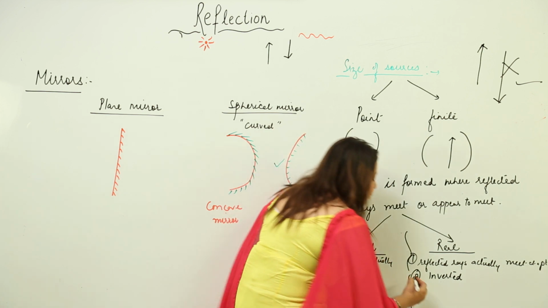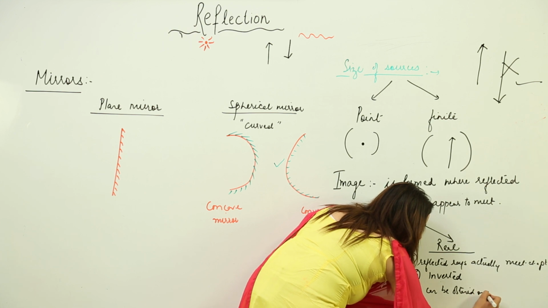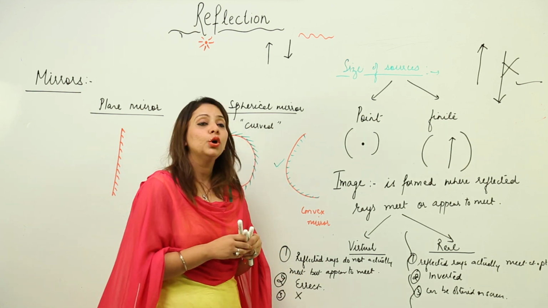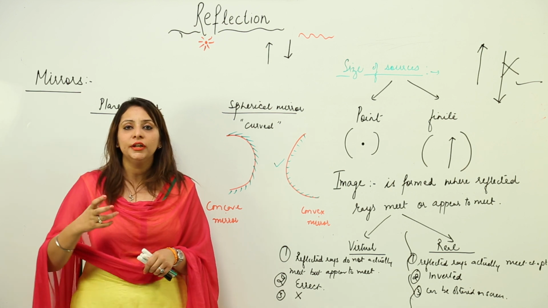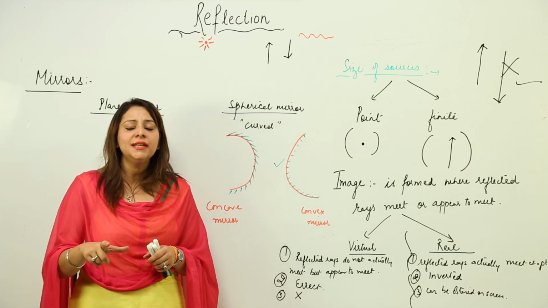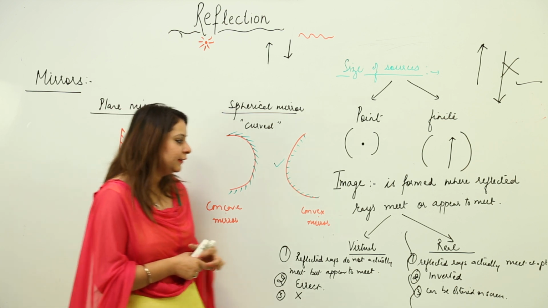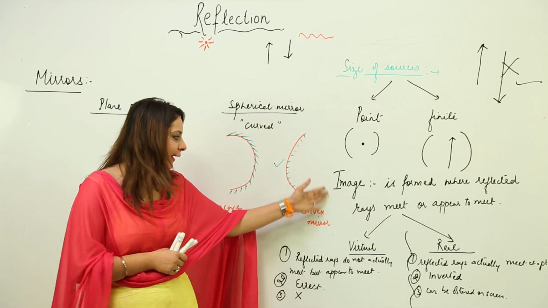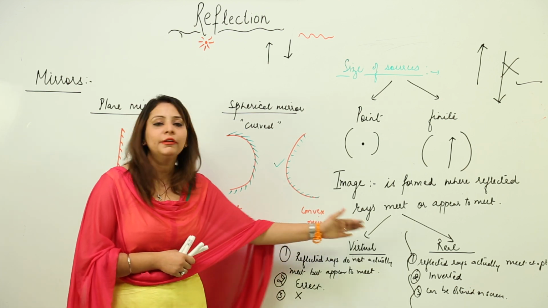And moreover, you know that a real image can be obtained on a screen, but a virtual image can't be obtained on a screen. So whatever images we see in a cinema hall, they are all obtained on the screen. So they are all real and inverted, and in them the reflected rays are actually meeting at a point. So all those images are real. Got it? So this is what a real and virtual image is. You will be more confident on this topic when we discuss the ray diagram. The time I draw a ray diagram, you will be more clear with these points.